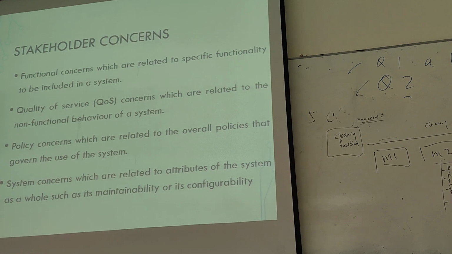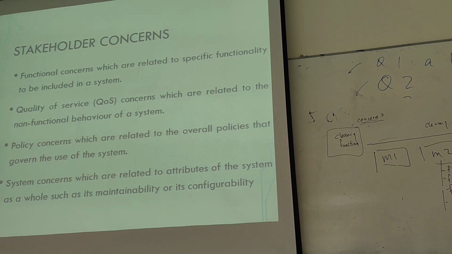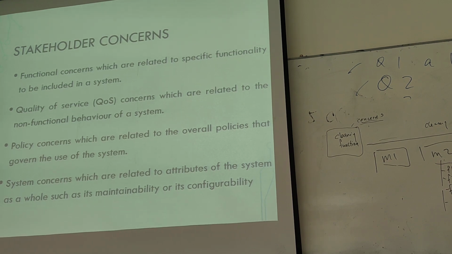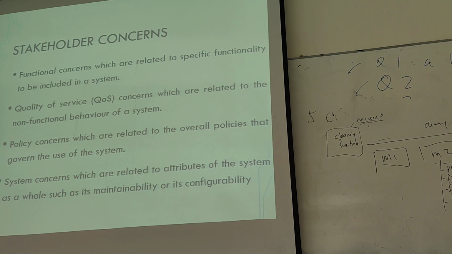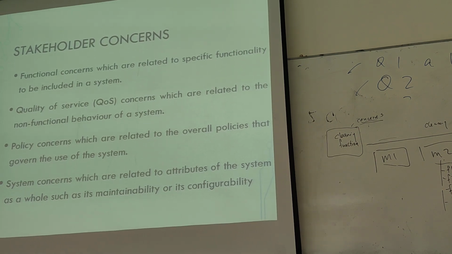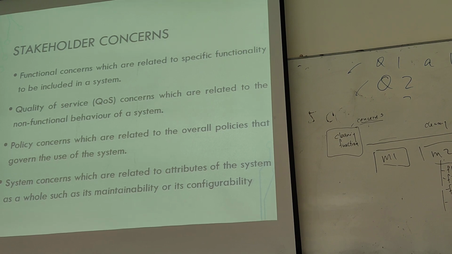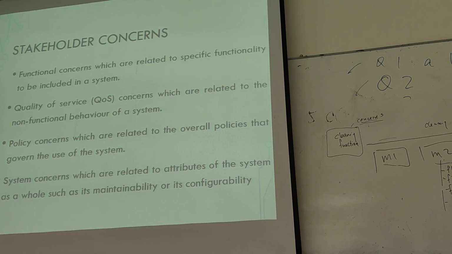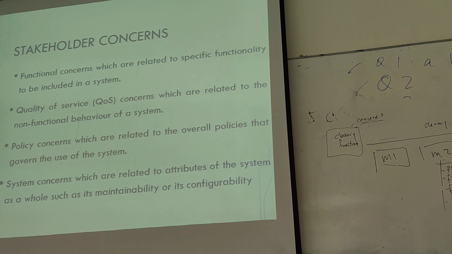Functional concern is regarding a specific function of the system. Quality of service concern is related to the non-functional or quality attribute of the system. Policy concern is related to the rules, the overall policy that guides the use of the system. System concern is related to the attribute of the system.